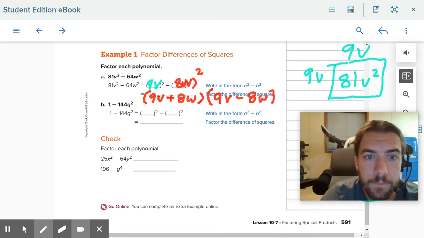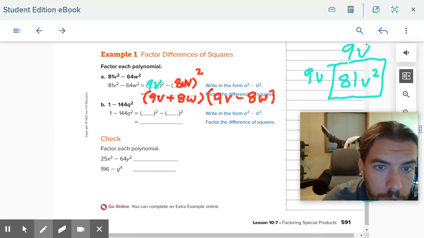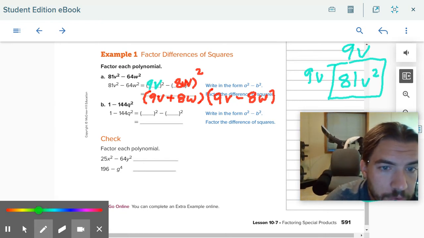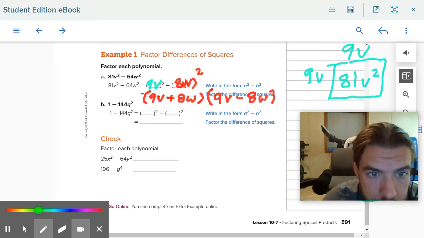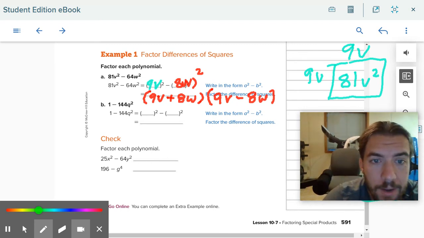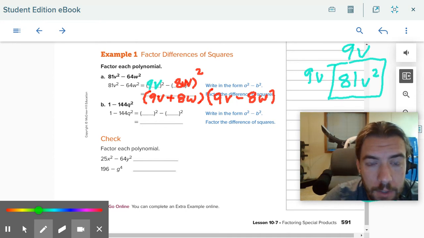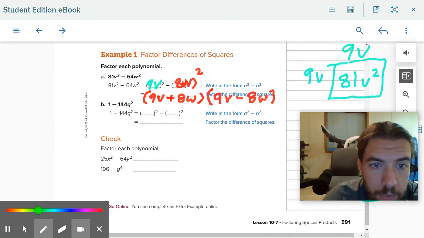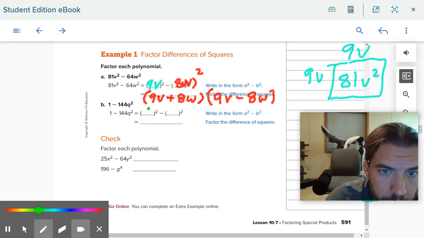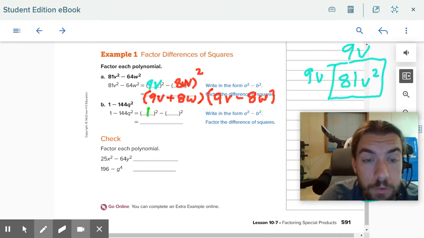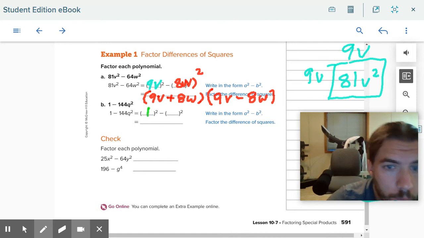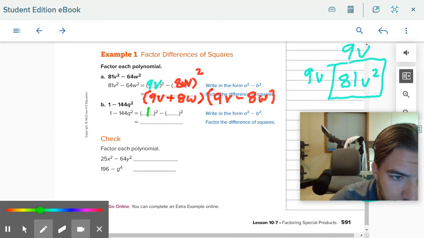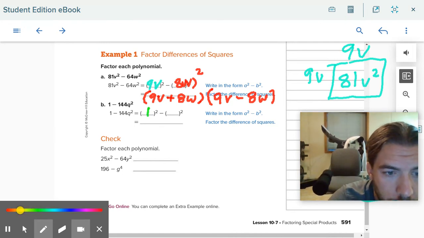Okay. How about for problem B in example 1? Well, we have 1 minus 144q squared. Well, if we're going to take the square root of our left term, we're still going to have 1, right? Square root of 1 is just 1. And what is the square root of 144? What number do I multiply by itself to get 144? Well, that number would be 12.